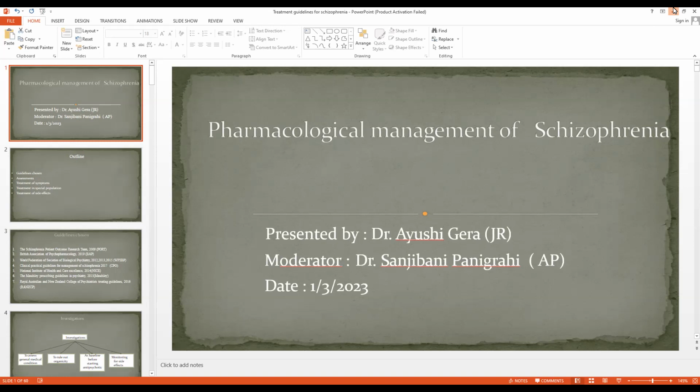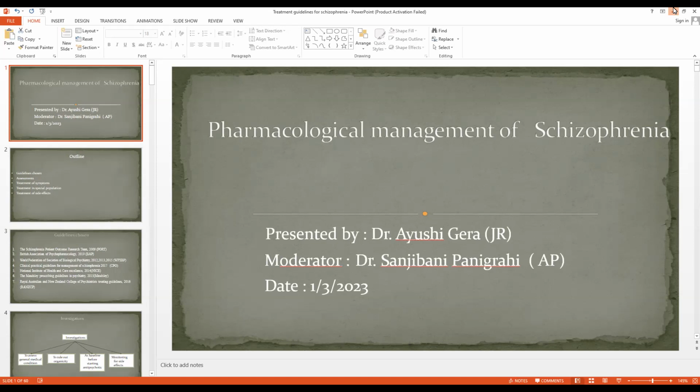For akathisia, reduce the antipsychotic dose. Switch to olanzapine or quetiapine, then add propranolol 30 to 80 milligram per day. Consider low-dose 5-HT2 antagonists like mirtazapine, mianserin, or cyproheptadine. Consider low-dose benzodiazepines like clonazepam; vitamin B6 also might help.